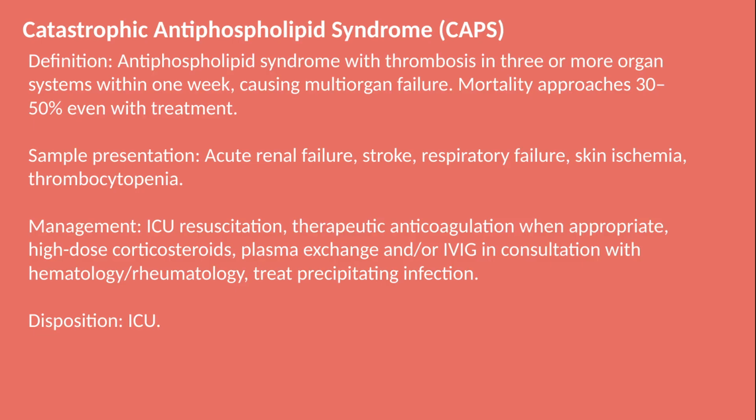Give high-dose corticosteroids and add plasma exchange, intravenous immunoglobulin, or both in consultation with hematology and rheumatology. Treat any precipitating infection vigorously. Early multidisciplinary management is what improves survival here, so make the calls early rather than after the second organ fails.